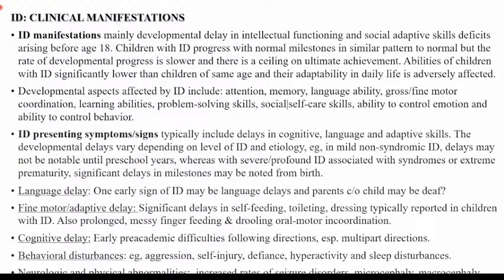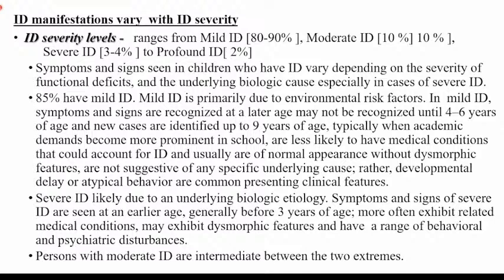So as we said, these symptoms will vary according to the developmental level, but they also vary depending on the severity of the intellectual disability. So most of the people with intellectual disability will have mild, and most of them are of normal appearance without dysmorphic features. And the diagnosis might not be picked until school age, 4 to 5 years or even 9 years, when the academic pressure gets them.